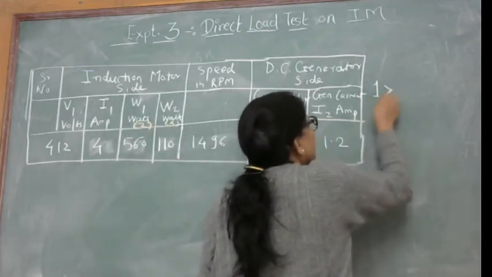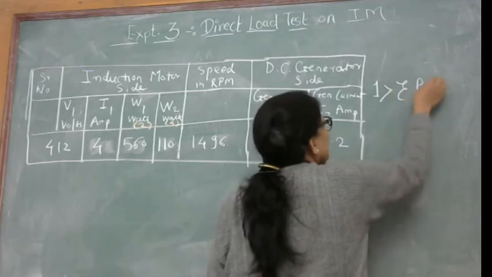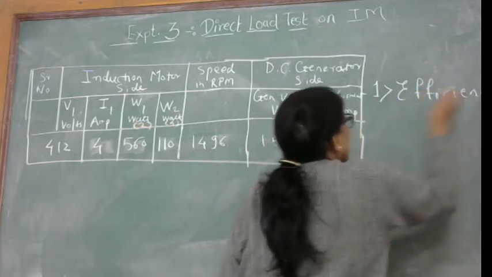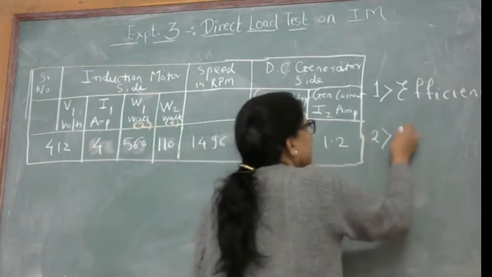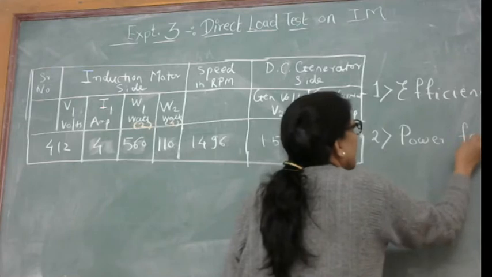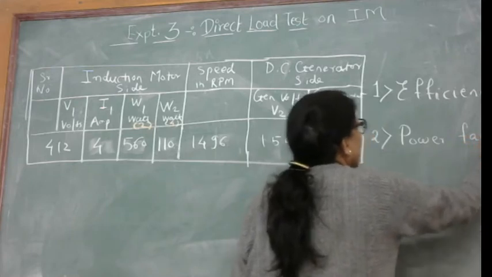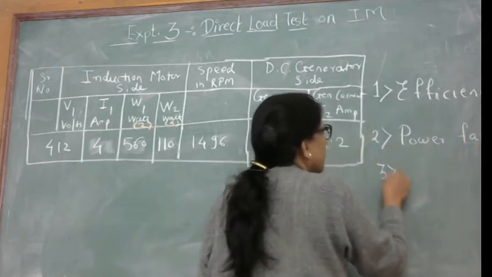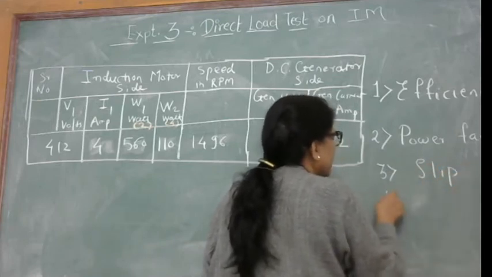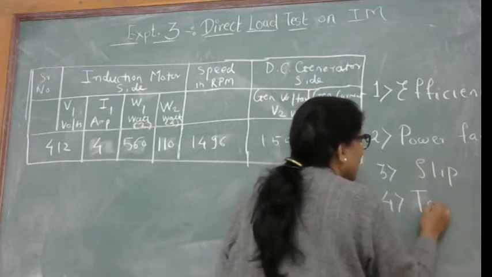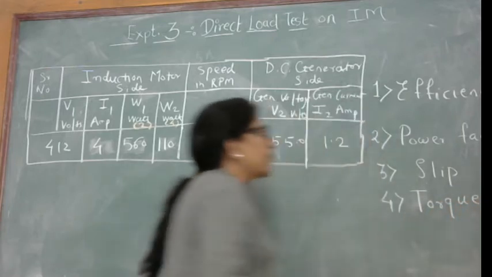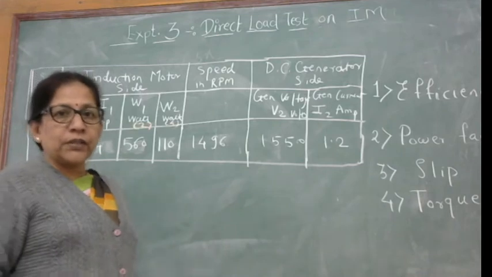First thing, we want to find out what is the efficiency of this motor. Second thing, we want to find out the power factor. Third, we want to also calculate the slip of this motor. And fourth, we want to find out what is the torque produced by this motor, and then we are going to draw some graphs.